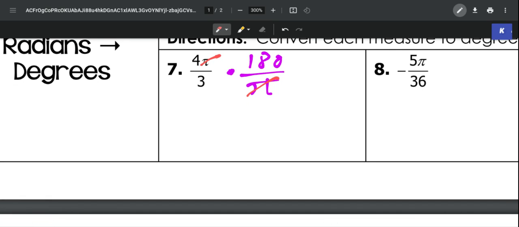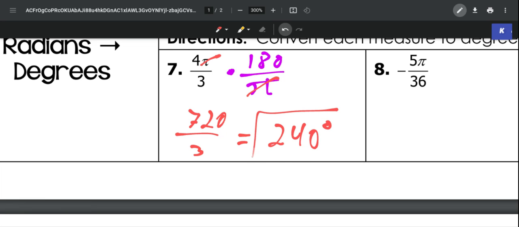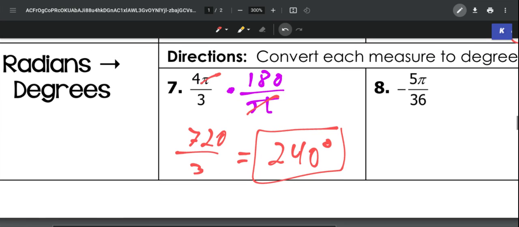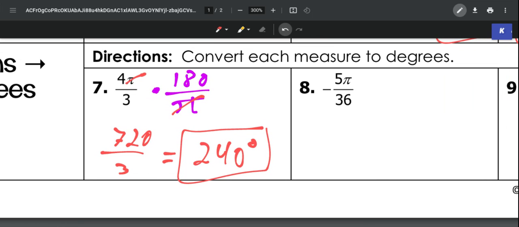And we'll be left with 4 times 180, which is 720, divided by 3, which is the only thing we have left as our denominator. So 720 divided by 3 is 240. And this is degrees because we're going from radians to degrees.